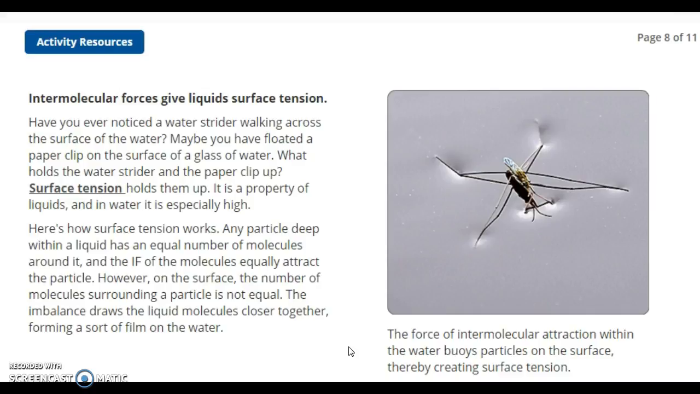Surface tension holds them up. It is a property of liquids, and in water it is especially high. Here's how surface tension works.